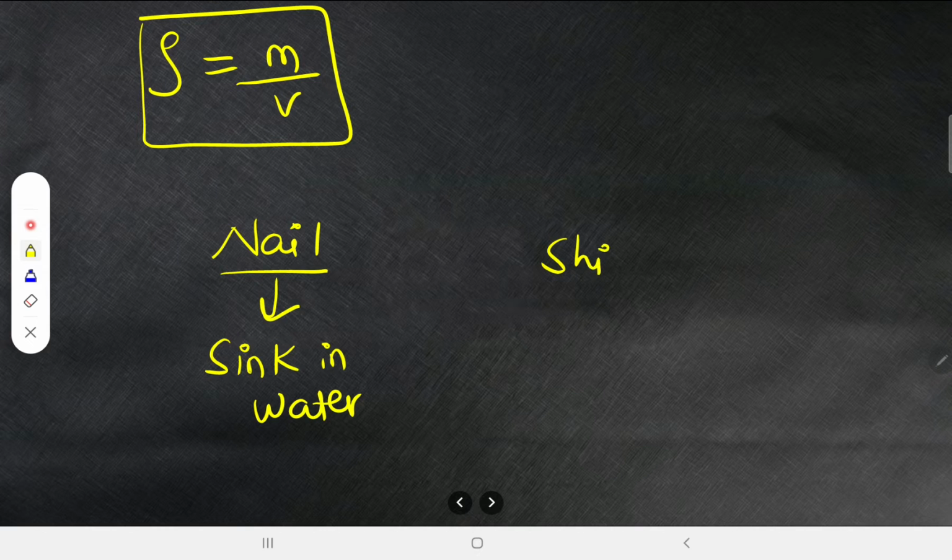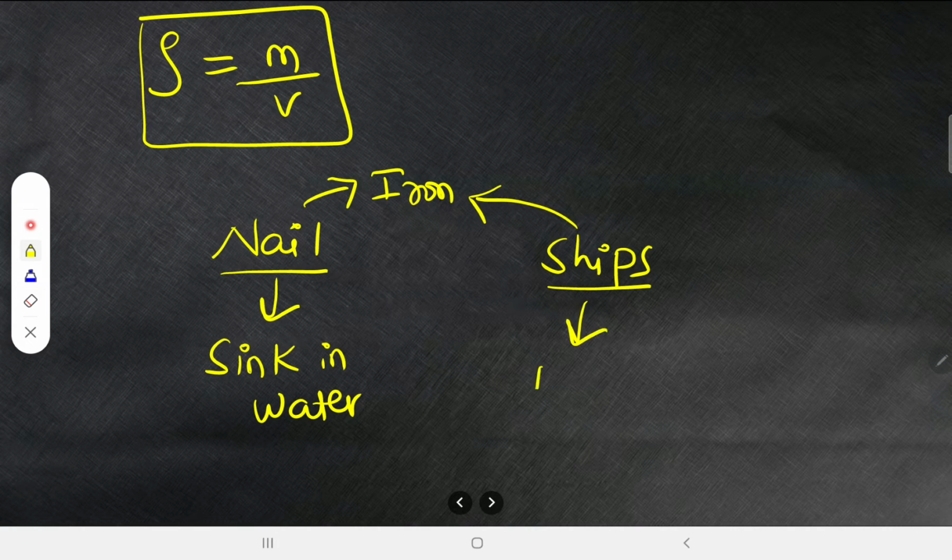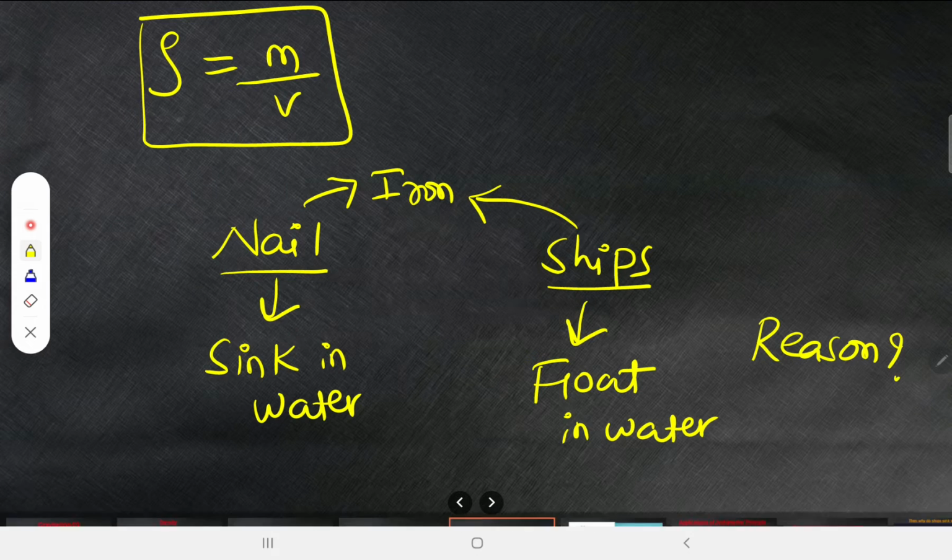Ships are also made up of iron. Nail is also made up of iron, and ships are also made up of iron, but the nail is going to sink in water, while ships are designed in such a way that they float on water. How is it possible? What is the reason for this? There comes the buoyancy, Archimedes principle, everything. So let's move forward to understand all those things.